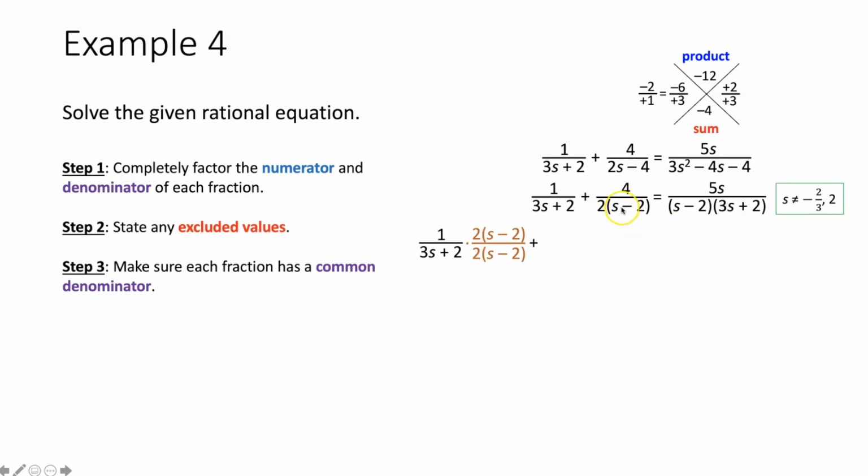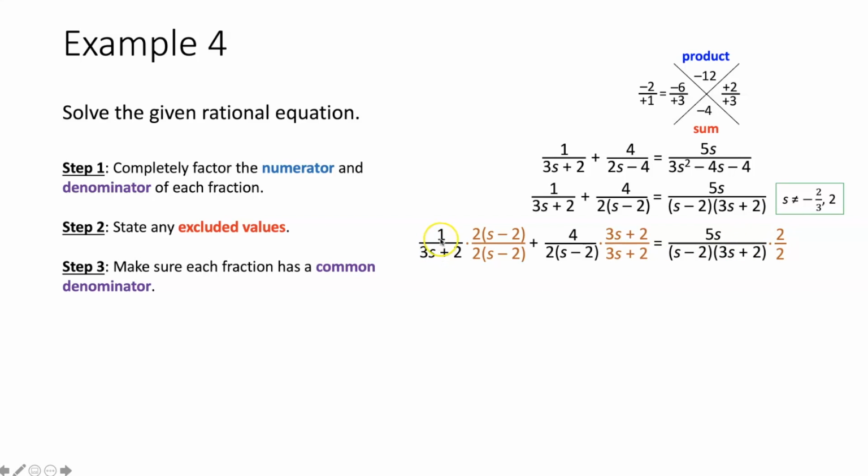How do I get this denominator to be our least common denominator? Well, I just have to multiply it by the quantity 3s plus 2. And whatever I do to the denominator, I have to do to the numerator. And then that's going to be equal to, and then over here, I have to get this denominator to be 2 times the quantity s minus 2 times 3s plus 2. So what do I have to multiply this by? That would just be 2. And whatever I do to the denominator, I have to do to the numerator.